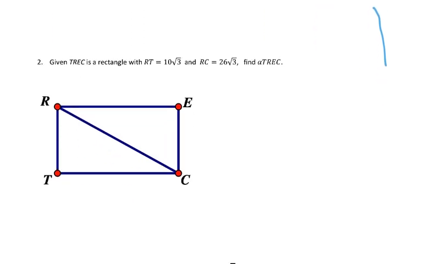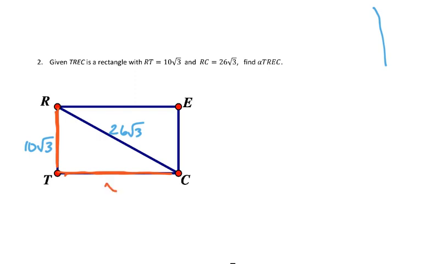Number two, given that TREC is a rectangle, that's this entire giant rectangle here, and RT is 10 square root of 3, and RC is 26 square root of 3, find the area of TREC. We're trying to find the area of the rectangle. I'll jump into this immediately and say that we can't just multiply these two numbers and get the area, because what is important is that we need some consecutive sides. Like we have RT, now we either need to figure out TC or we need to figure out RE. But since it's a rectangle, those two are congruent to each other. It doesn't matter which one we figure out.